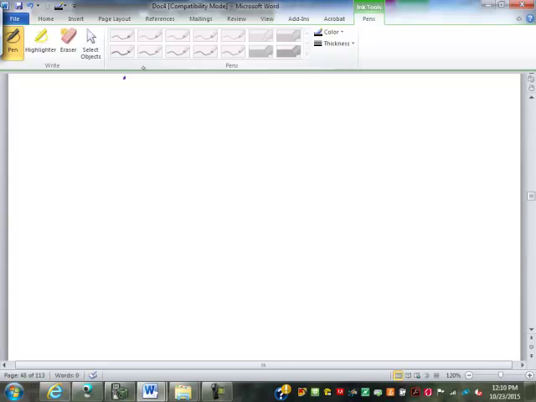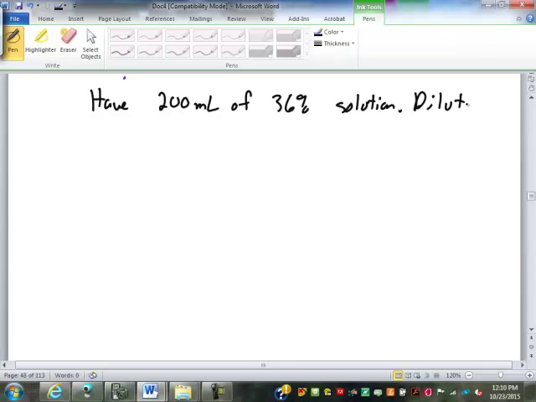We need to be able to do our concentration adjustment. Let's say that we have 200 milliliters of 36% solution. We dilute that to 800 milliliters. Find the new concentration.